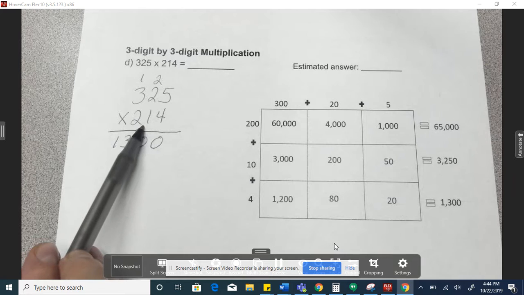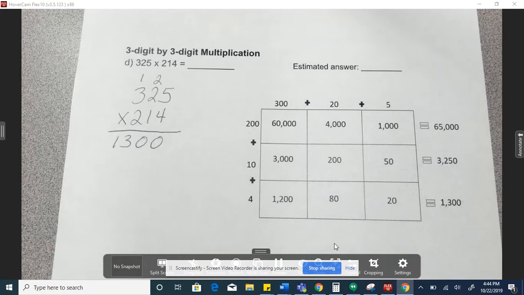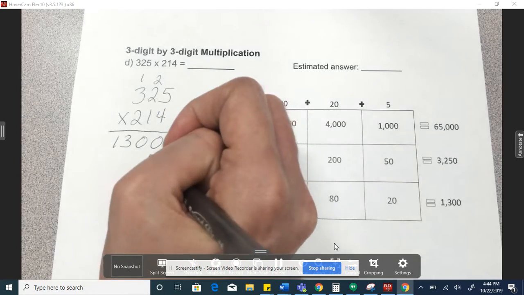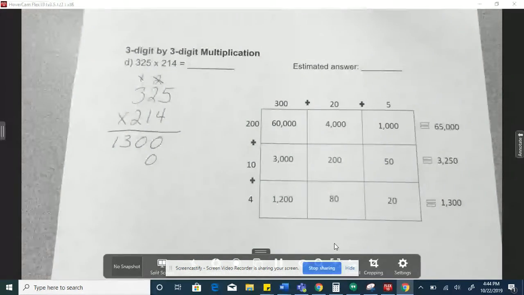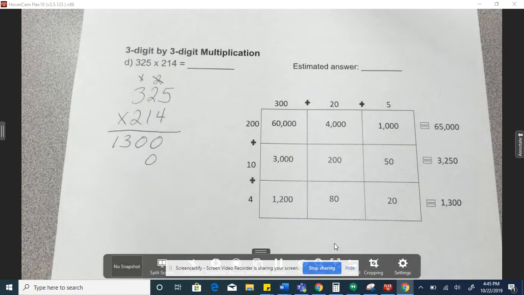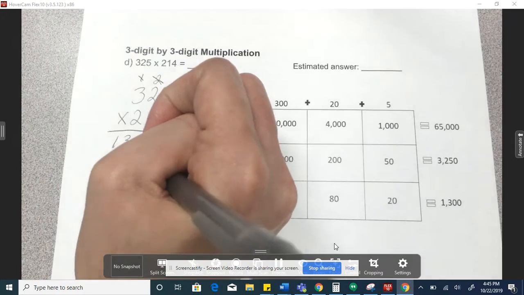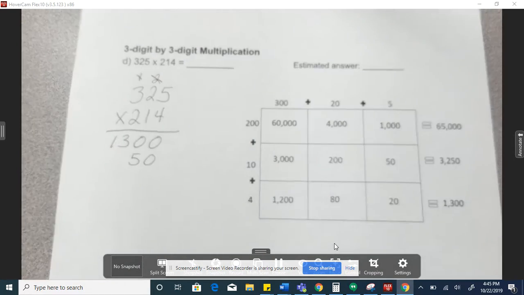Let's keep going. The 1 is in the tens place. So I know that the tens place is 10 times more than the ones place. I'm going to put a 0 in the ones place. So I'm going to cross out the numbers I've already used so I don't forget. Don't want to use them again. 10 times 5 ones is 5 tens, so I'm putting a 5 in the tens place.